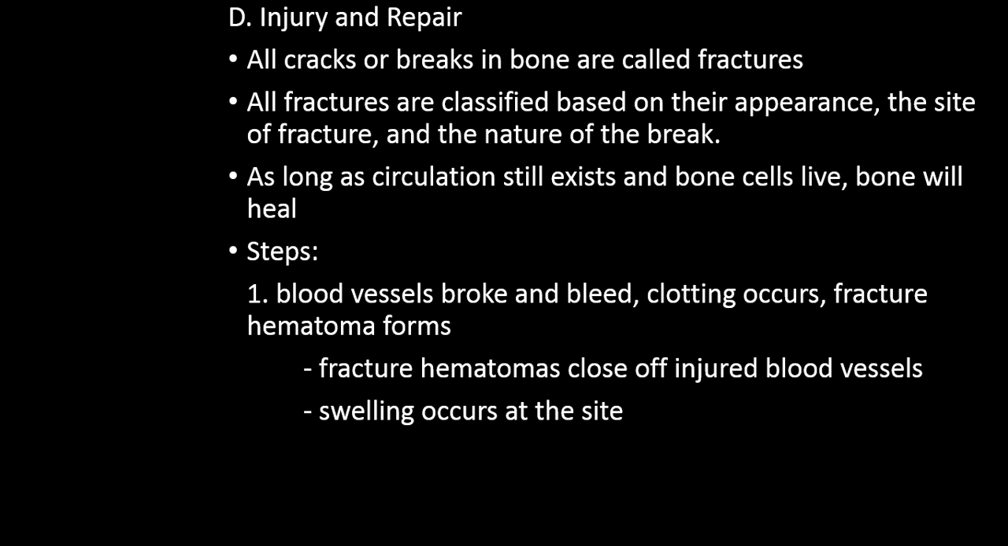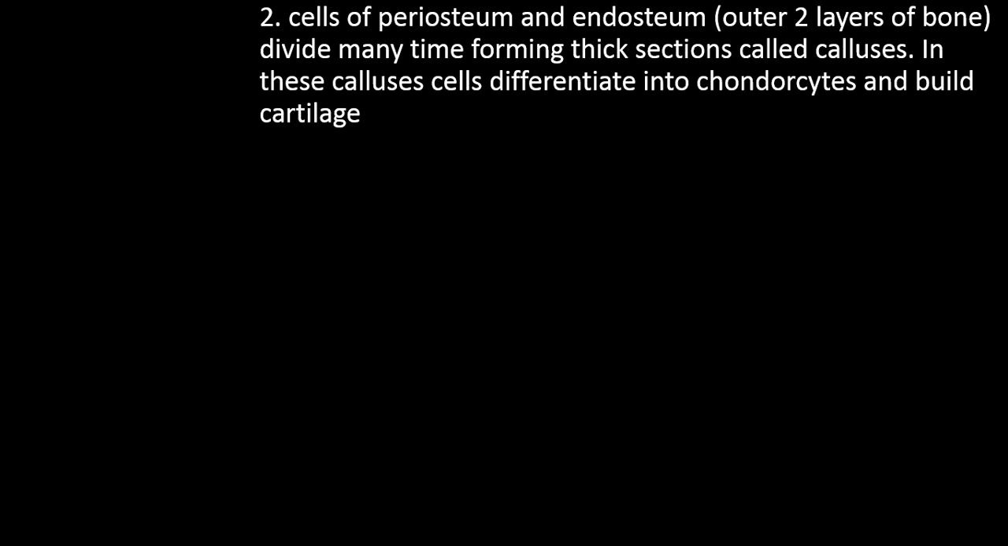That fracture hematoma closes off the broken blood vessels so they have the ability to heal. And then you get a swelling reaction at the site of the fracture. That's why people that break their bones, their hands get swollen, or their feet get swollen, or their leg gets swollen. Not only is it swollen because of the reaction, but it's swollen because of the hematoma that's formed. Now, the cells of the periosteum and the endosteum, the two layers of the bone, the one on the outside and the one on the inside, start dividing rapidly, forming really thick sections called calluses around the broken area.